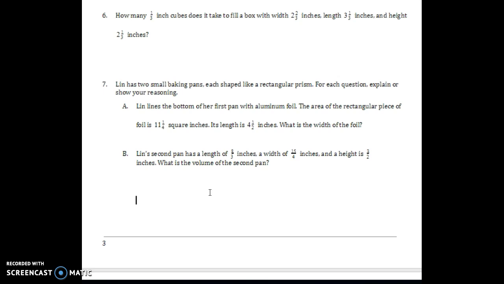Question B. Lynn's second pan has a length of 8/3 inches, a width of 5/4 inches, and a height of 3/2 inches. What is the volume of the second pan?